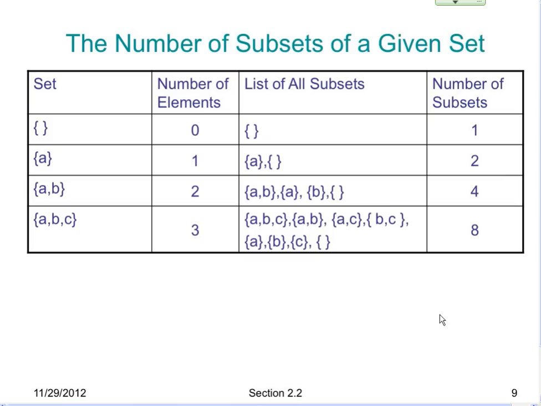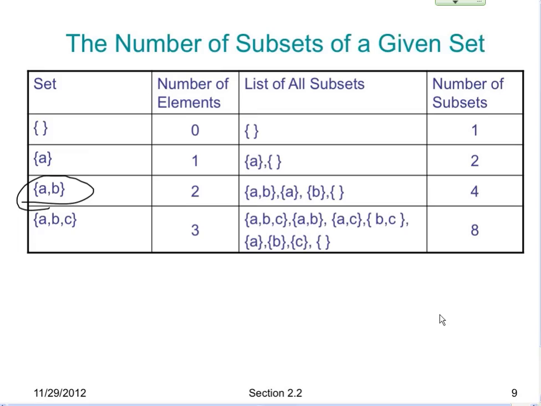The number of subsets. So I want you to take a look at the empty set. It has 0 elements. The cardinal number is 0. And the subsets, the only subset of the empty set is itself, and that is one subset. If we have a set and it includes the element A, and it doesn't matter what this A is, it could be 1, it could be China, whatever, it has one element, the subsets are going to be itself and also the empty set. It has two subsets.